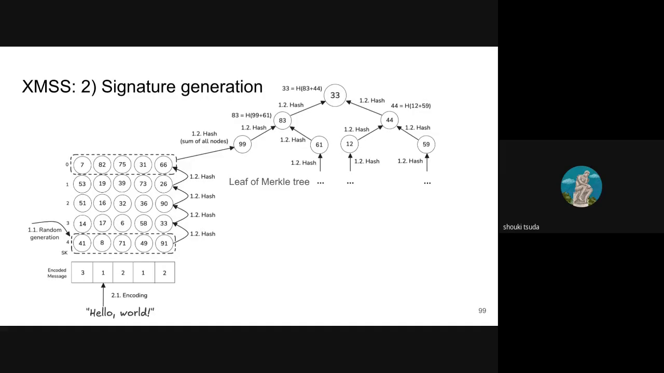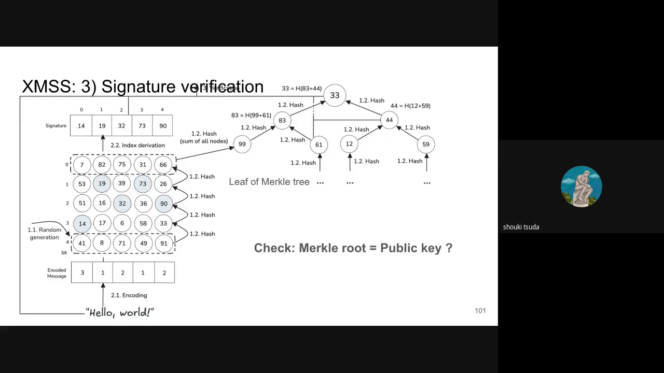And the next step is signatures, and as with WOTS, we get a signature. The verification step is a little bit different from WOTS, but very simple, using just the Merkle root. So we can just check that the Merkle root is generated publicly. This is the verification step for XMSS.